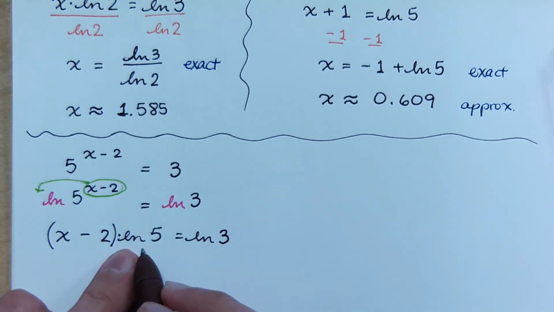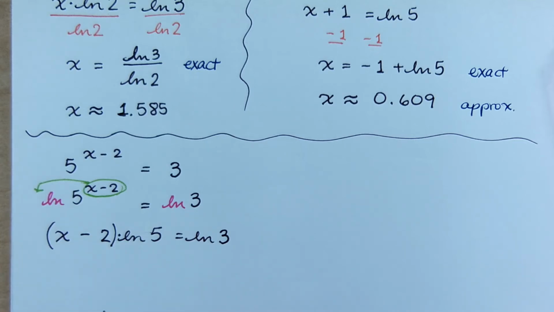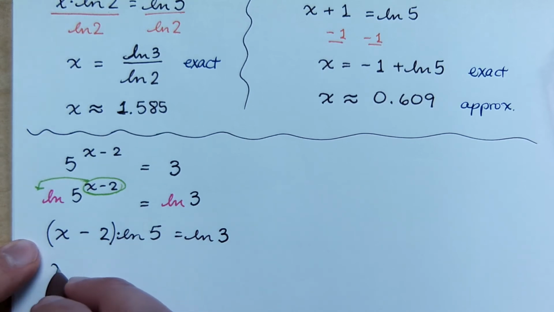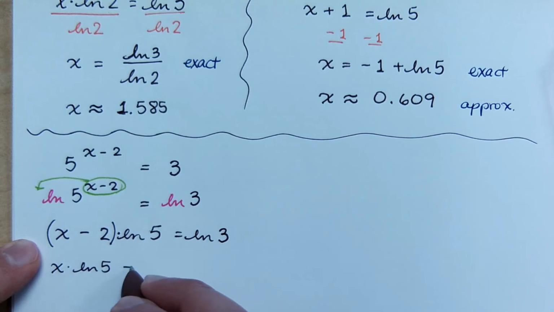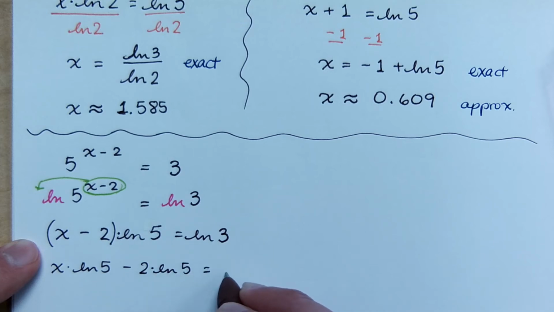Natural log of 5 is just a what? A term, it's a number. It's just a number. It is a constant. If you type in natural log of 5 in your calculator today or tomorrow or in 100 years, you should still get the same decimal value. Which means we can distribute that to this. So we can say that this is x times the natural log of 5 minus 2 times the natural log of 5. That's distributing.